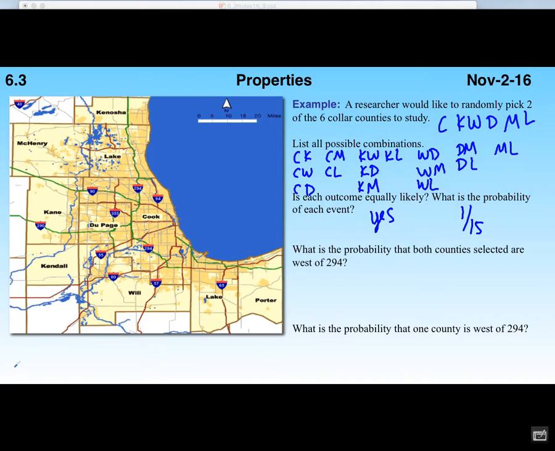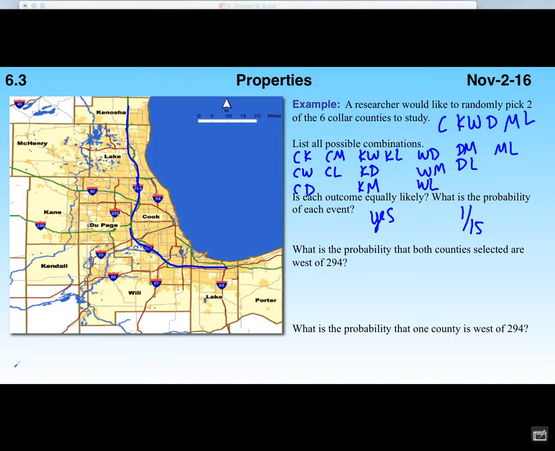Okay, what is the probability that both counties selected are west of 294? Oh man, okay. I think this is 294? Does that look right? So are you considering Lake west of 294? Is Cook County in there? Cook County is not west of 294. So we have Kenosha, Lake, DuPage, Will, McHenry, Cook.